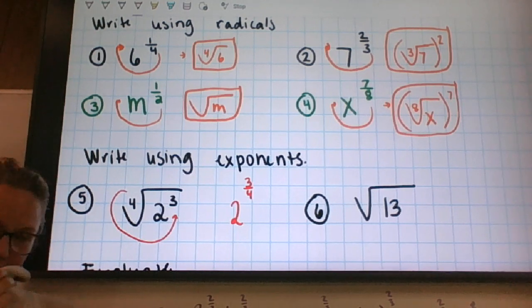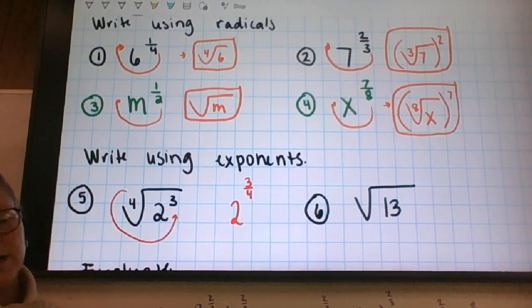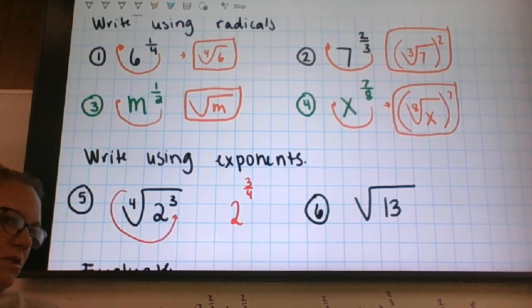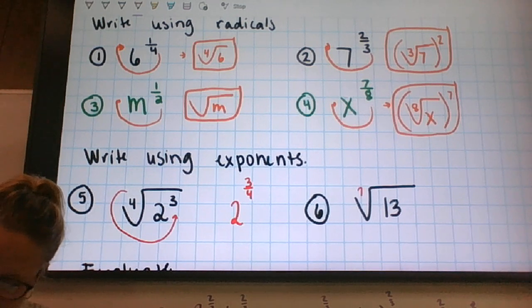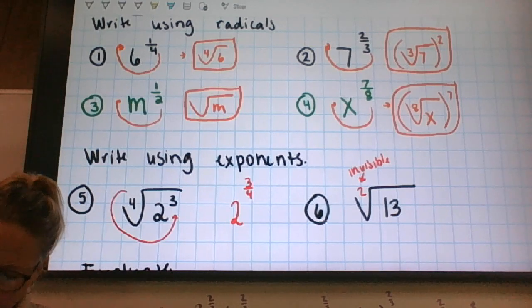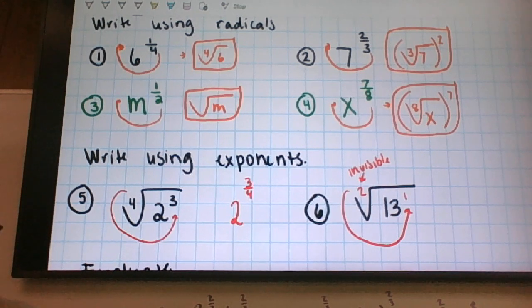Emma, what'd you get for 6? Yeah, well, square root of 13 and 13 aren't the same. So we can't just... Oh, it's 13 to the 1/2. Yeah, there's an invisible 2. So I'm going to take that invisible 2 and put it under the invisible 1. There's 2 invisible numbers here. How annoying. So this is 13 to the 1/2. Visible, invisible. Wild.